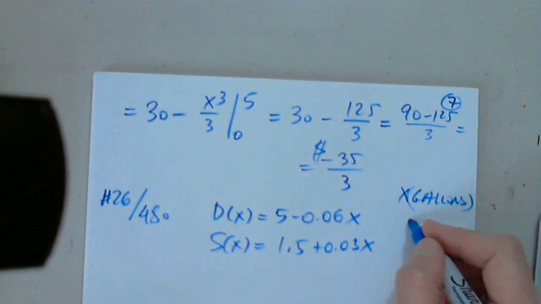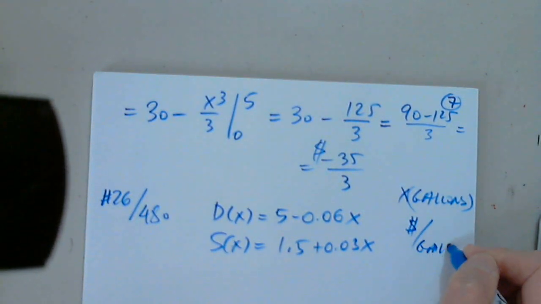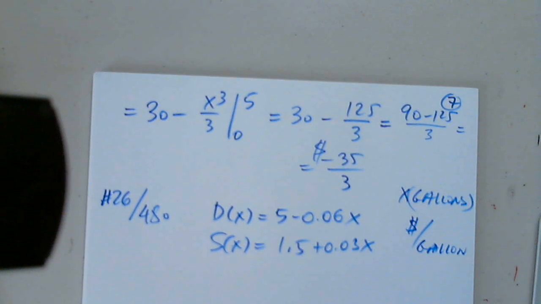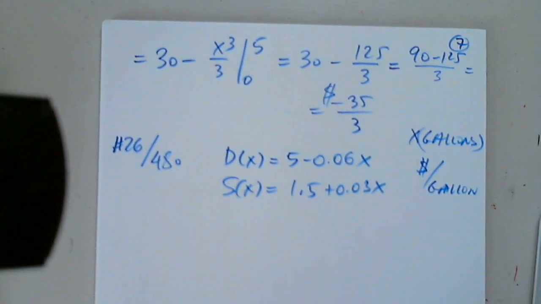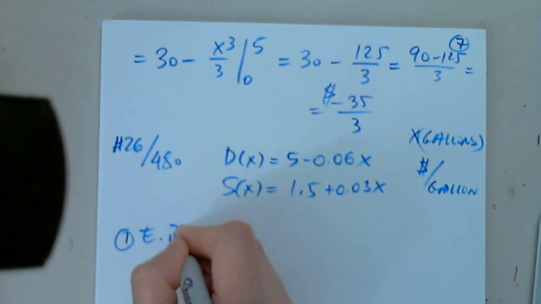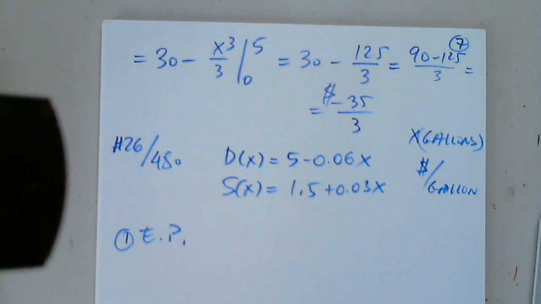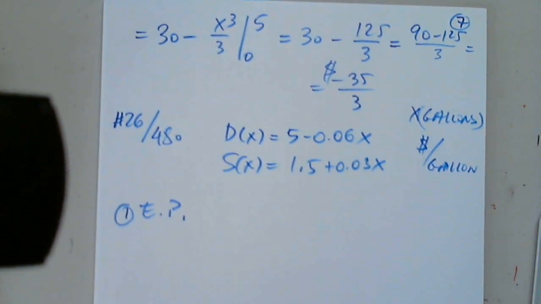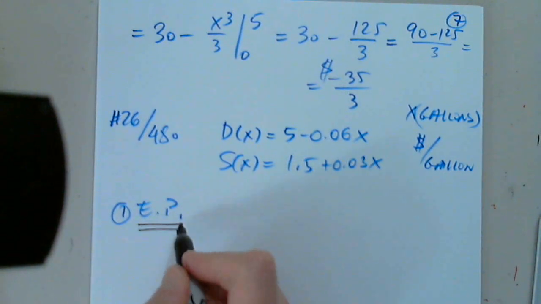Please remember the measurement unit, dollars per gallon. Price per unit. Good. So first of all, they're asking us to find the equilibrium point. How do I find the equilibrium point? How did we find the equilibrium point before? Anyone?